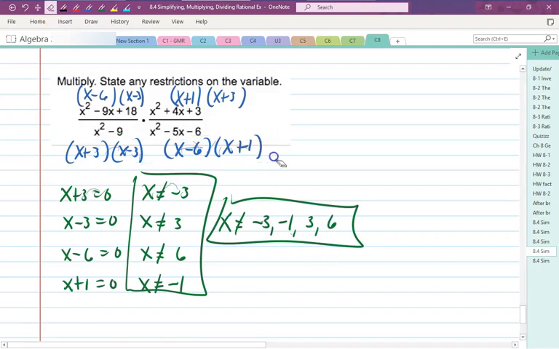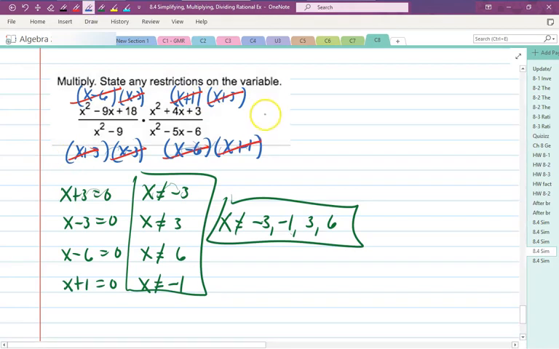Before we multiply, always try to simplify by canceling things out. Here I have an x minus 6 on top, and he's going to cancel out with the x minus 6 on the bottom. I have an x minus 3 on top, which is going to cancel. I have an x plus 1 on top, which again can cancel. And then I have another x plus 3 on top, which again can cancel. Now, there's no multiplying. Everything canceled out.